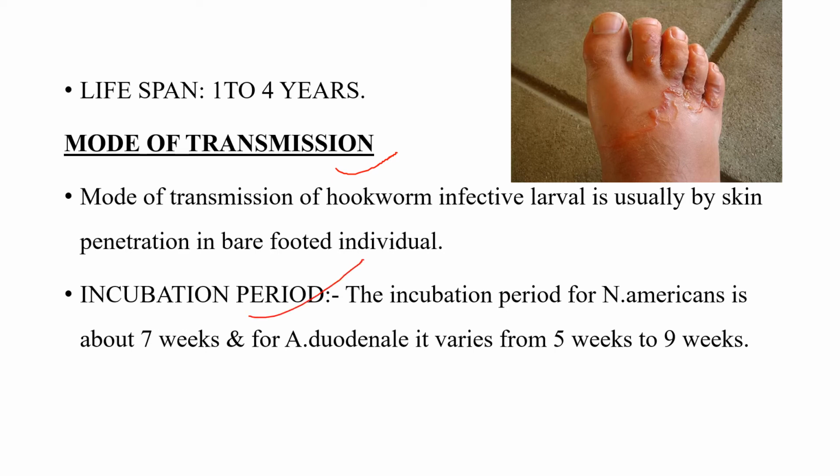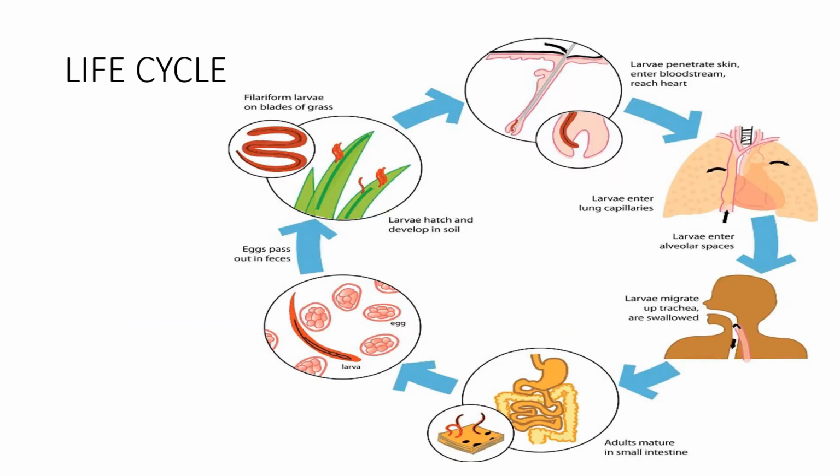The incubation period differs for N. americanus and A. duodenale. For N. americanus it is around 7 weeks, and for A. duodenale it is 5 to 9 weeks. So this is the incubation period for the worm.